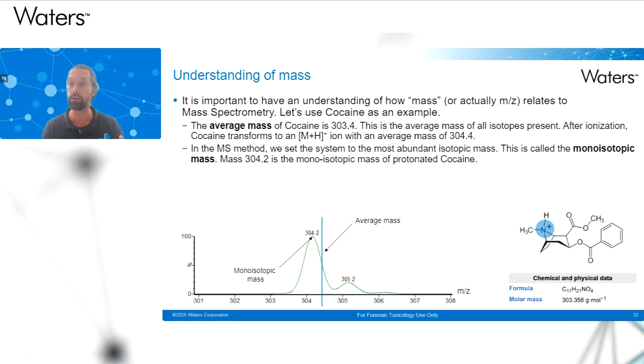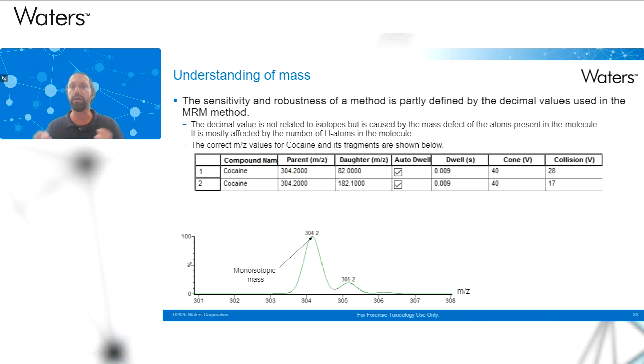This is just a theoretical value that you can even already enter blindfolded as your parent mass in your MRM method. And this 0.2 value is coming from the number of hydrogens being present in the molecule, because one atom of hydrogen has a mass of 1.0078. And the more hydrogens there are in the molecule, the larger that decimal value will be of the monoisotopic mass.